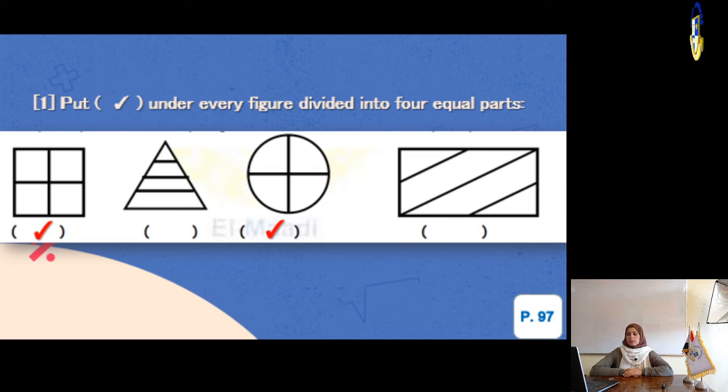Look for the triangle. These parts are not equal. They are 4, but they are not equal. Small, bigger, bigger, and biggest. So they are not equal parts. So the triangle, it's not checked. The circle. The circle is divided into 4 equal parts. 1, 2, 3, 4. So check the circle. For the rectangle, 1, 2, 3, 4. They are 4, but they are not equal parts. Some parts are small, some parts are big. So we cannot consider this as 4 equal parts.